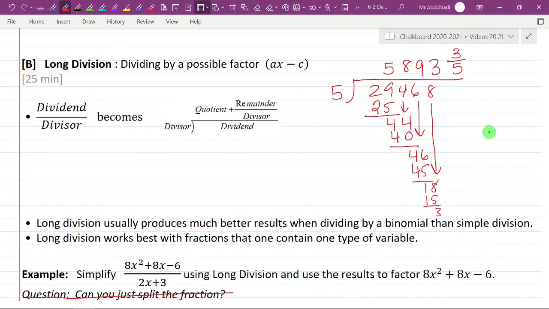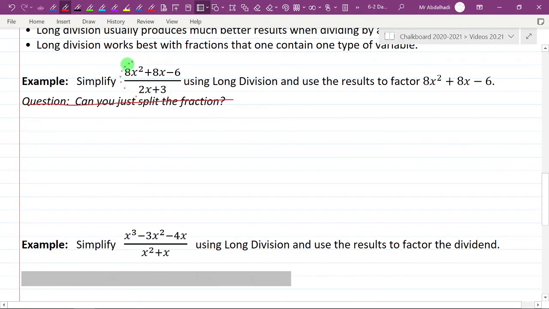Okay, so let's come down here. We're going to be doing long division. The divisor is the 2x plus 3, the thing you're dividing by. We'll put that outside, and inside will be the thing on the top here: 8x squared plus 8x minus 6. Now, look at the first term only, and ask yourself, how many times does 2x go into 8x squared?